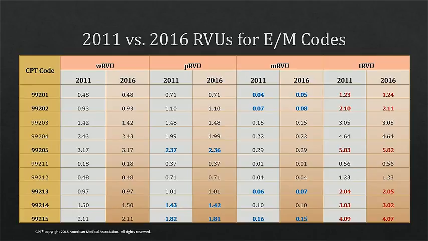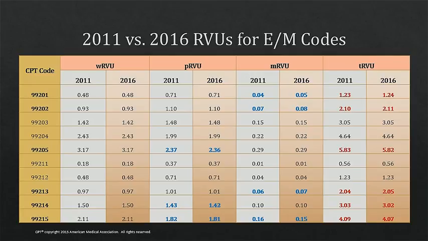This table reflects the RVUs for office or outpatient E&M codes in 2011 and 2016. The codes in bold text indicate that there was a change in the RVU between these 2 years. The blue numbers indicate which portion of the total RVU was changed, and the numbers in red indicate the difference in the total RVU between these 2 years.